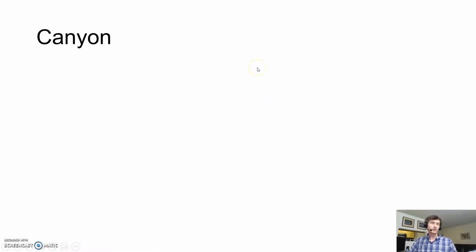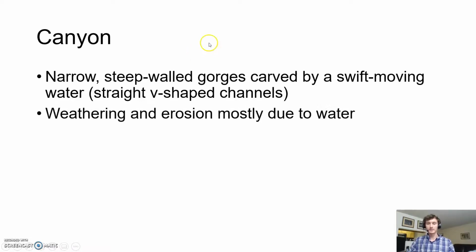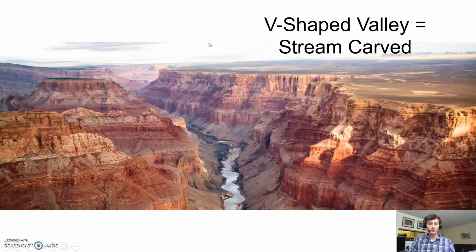Finally, we have canyons. Well, not finally. Next, we have canyons. We have these narrow, sort of steep, V-shaped gorges that have been carved out by a high-energy river. Mostly going to be due to water performing these, such as the big canyon here, maybe part of it, V-shaped valley carved out by streams.